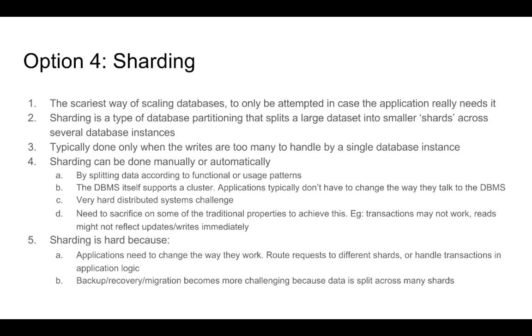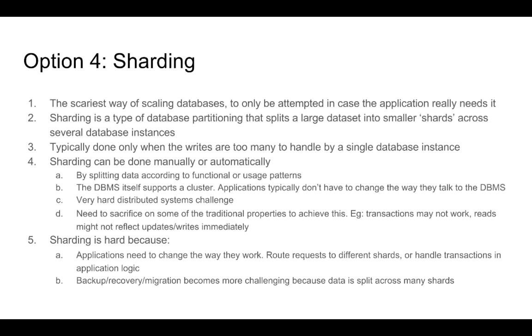The last broad methodology for scaling is called sharding. Sharding is pretty much the scariest way of scaling databases, and it should only be attempted in the case that the application really needs it. Sharding is a process of splitting a large data set on a single database into smaller shards across several database instances. And this is only done when one particular database instance is not able to handle the entire write traffic.